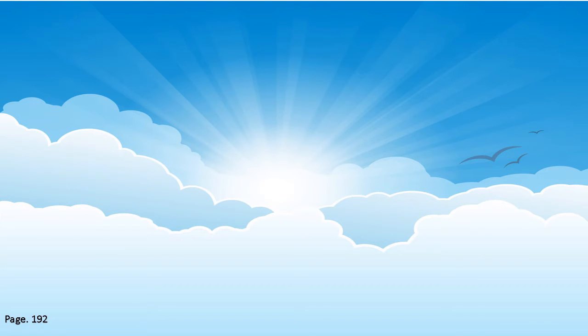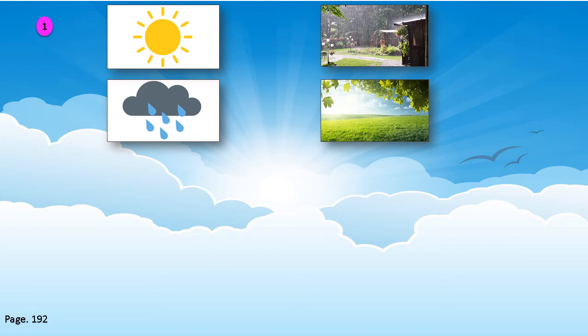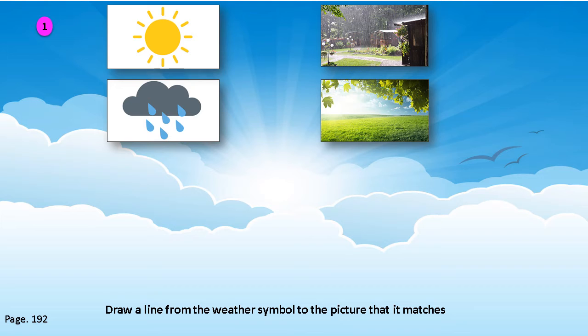Moving on to page 192 in our science book. And for question number 1, we are asked to draw a line from the weather symbol to the picture that it matches. Excellent job! Let's draw a line from the sun symbol to the sunny scene. And then let's draw a line from the rain symbol to the rainy scene.